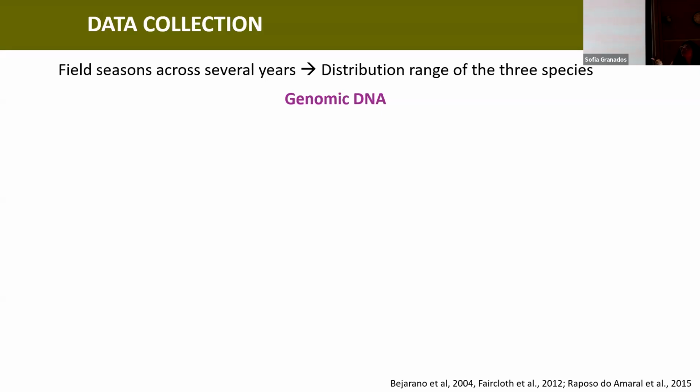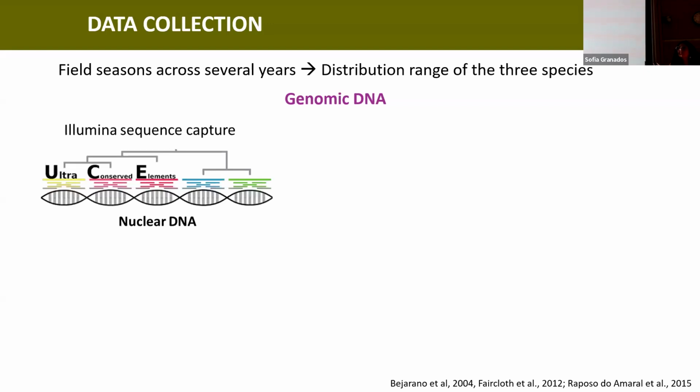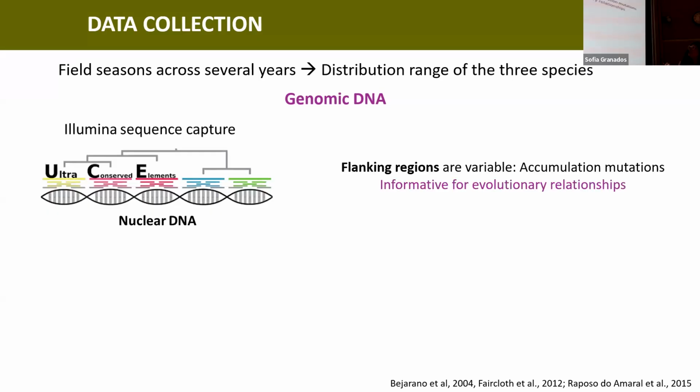After I get all of my samples, we are working with ultra-conserved elements, which are part of the nuclear DNA. As the word says, they are highly conserved elements that you can find in the nuclear genome. However, there are flanking regions that are highly variable because they accumulate mutations. And this is what is very informative for evolutionary relationships. So this is my nuclear data set.